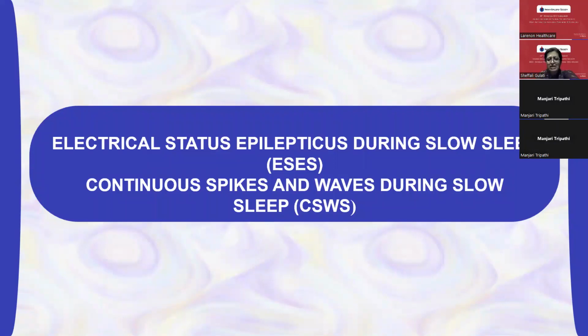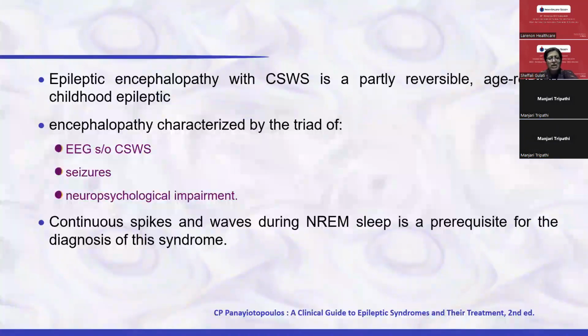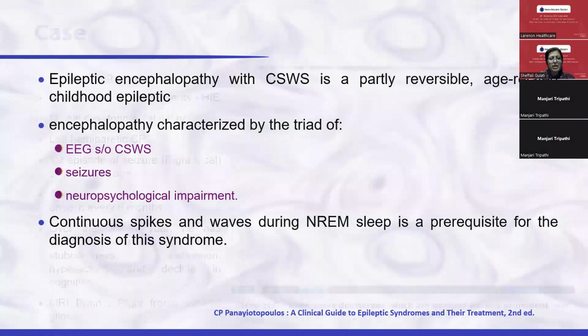So it is the ESES, CSWS thing. It's an epileptic encephalopathy. CSWS is a partially reversible, age-related childhood epileptic encephalopathy characterized by EEG suggestive of CSWS, seizures, and neuropsychological impairment. So continuous spikes and waves during non-REM sleep is a prerequisite for the diagnosis of this syndrome.